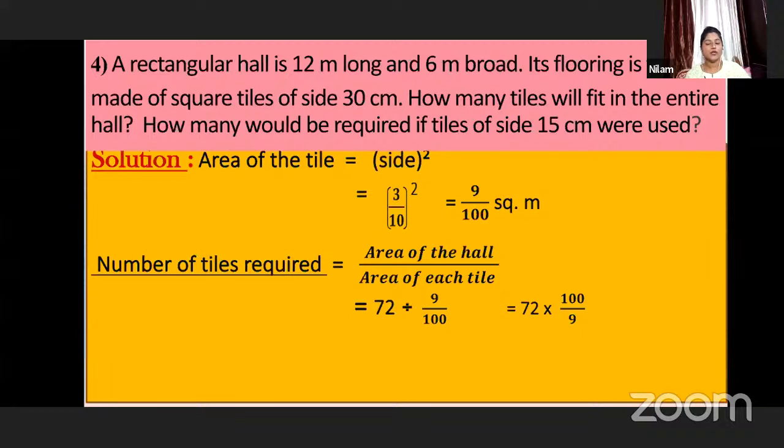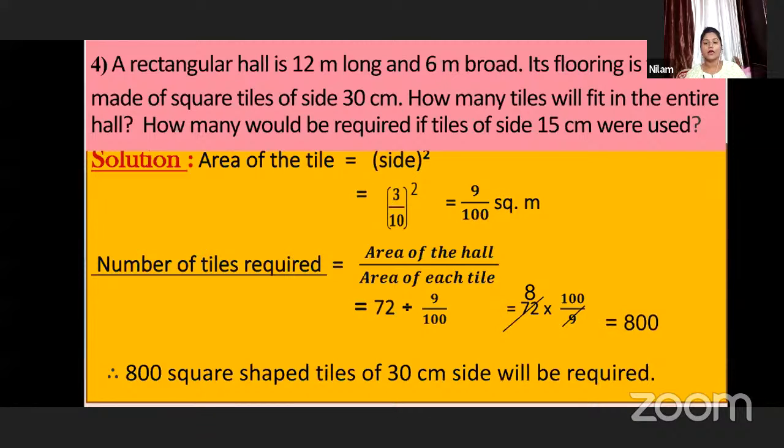So here also children, first you can do the multiplication and then you can opt for division, or the steps we have done in the earlier sums, that also we can follow. First we will see whether 72 goes in the table of 9. If it is going, then we will do the cross multiplication, or simply we can do the multiplication and later on we can carry out the division. Okay, 9 eights are 72. Now which are the numbers remaining? It is 8 times 100. So the number of tiles required are 800.